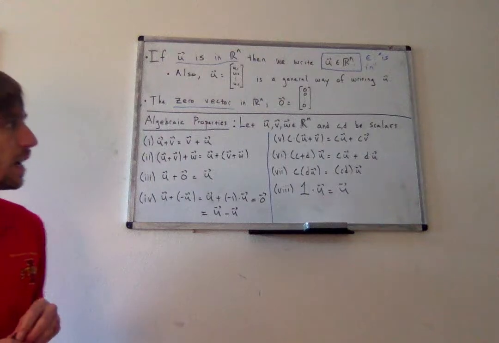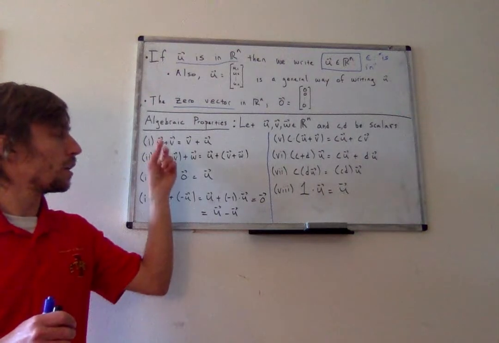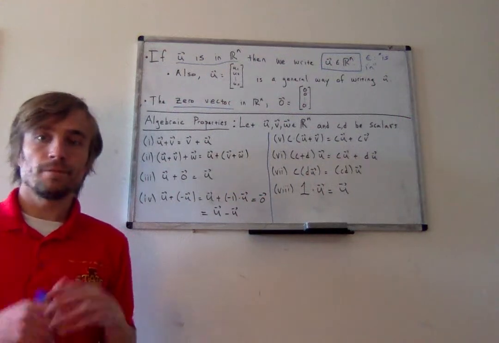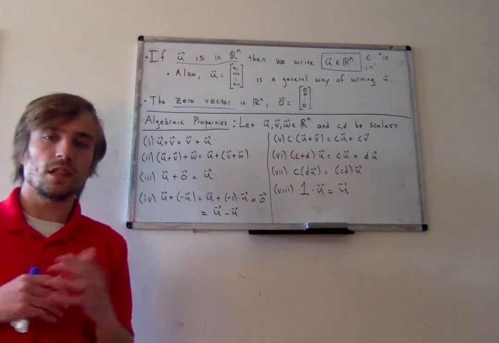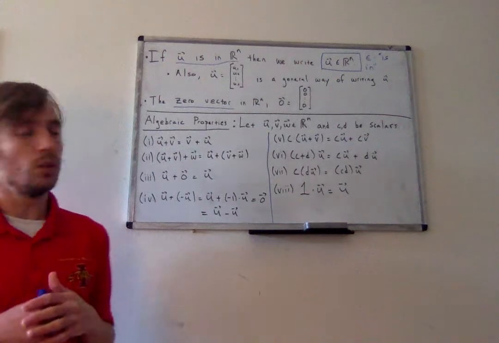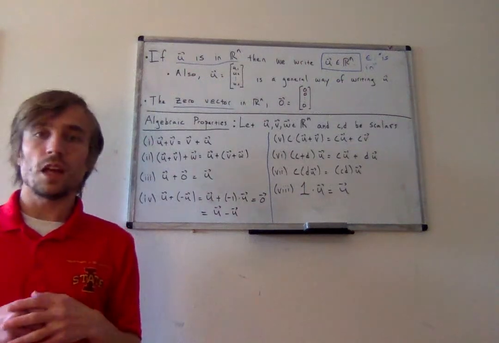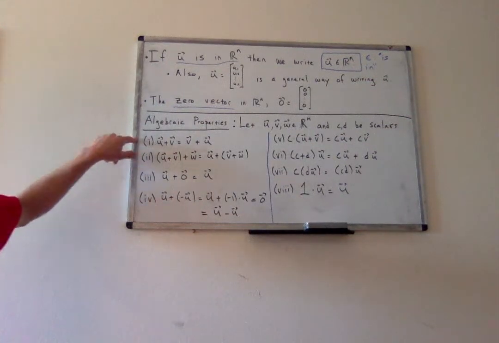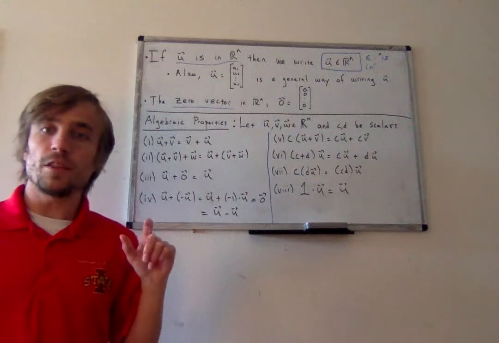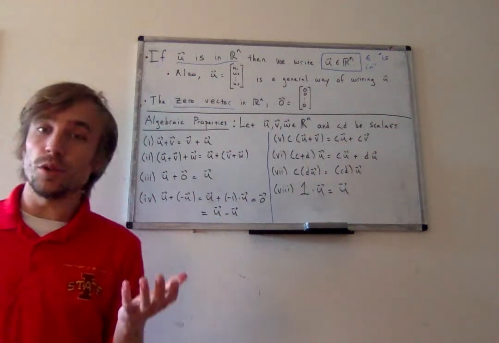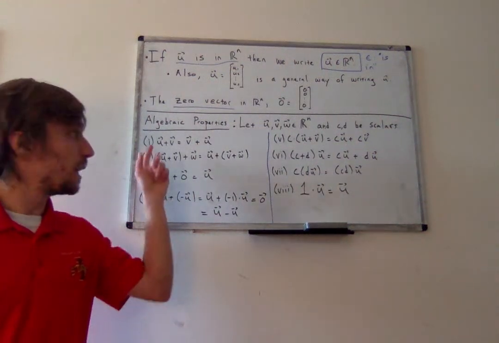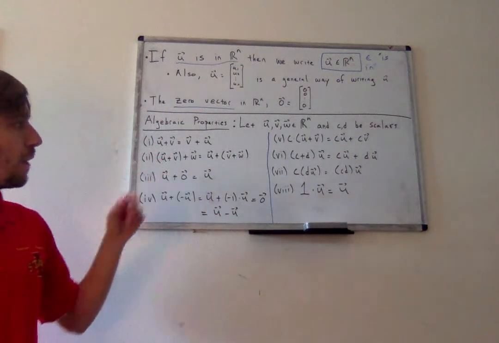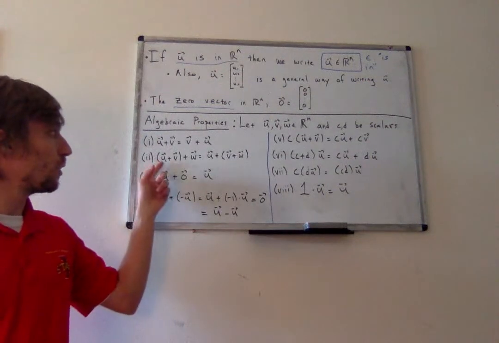All right, so now we have a bunch of properties concerning vector addition and scalar multiplication. I just want to quickly run through these, discuss them a little bit, discuss why they're true, and then we will move on in this video. So first things first, if I have two vectors u and v, I can add them in any order I want. That is the commutative property of addition. That is, u plus v is equal to v plus u.